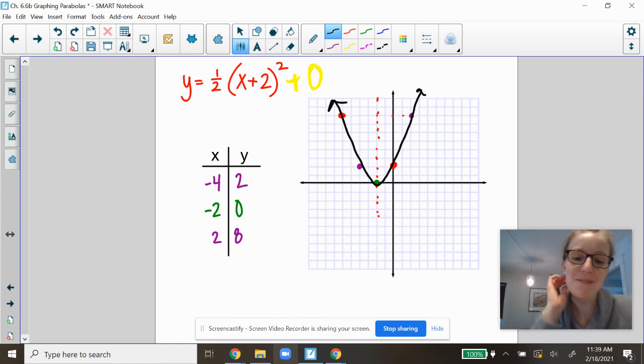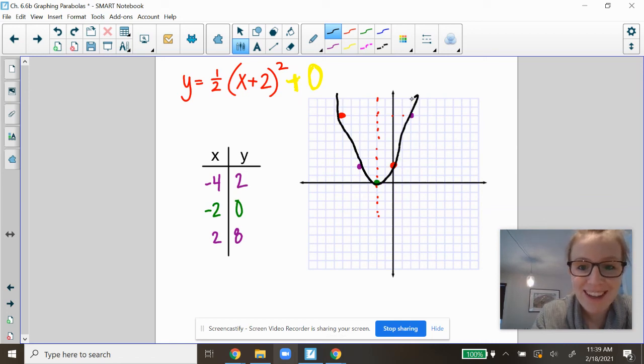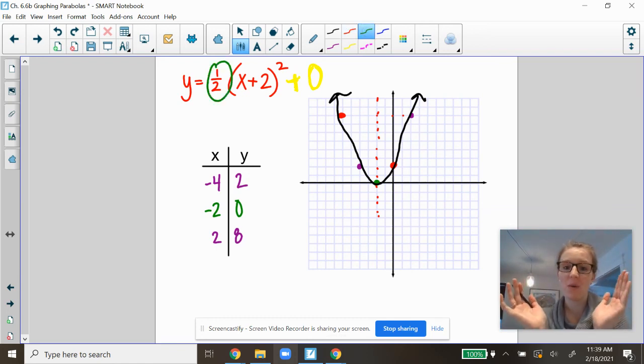It's a little bit like a V, but it should be a U. And let's try that again. You can see that this here is a little wider this time, again, because of this A value being 1/2. It ends up being a little wider.